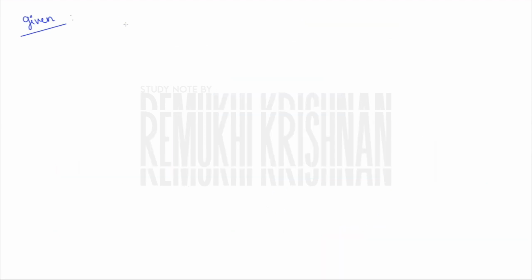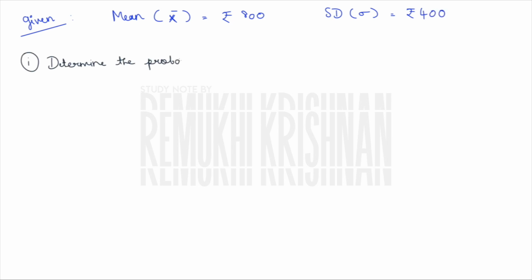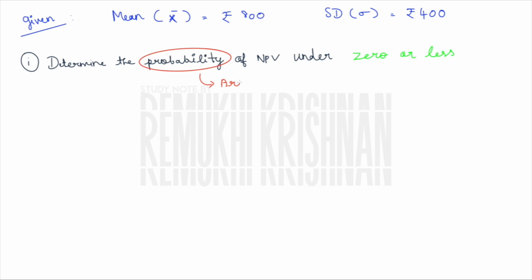The given information is: mean is rupees 800, that is mean is nothing but your x bar, that is average, and your standard deviation comes to be rupees 400, that is sigma is 400. There are 4 subdivisions in this problem where I have discussed all possibilities. The first subdivision is to determine the probability of net present value under 0 or less. So this probability is nothing but the area under the curve.